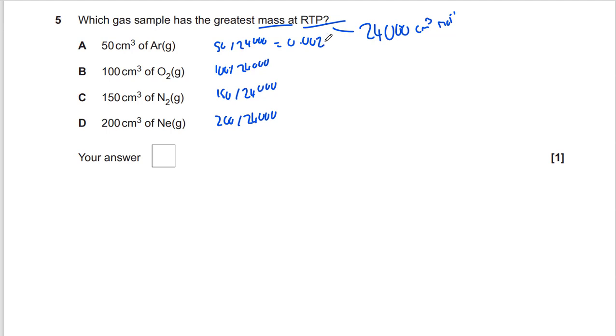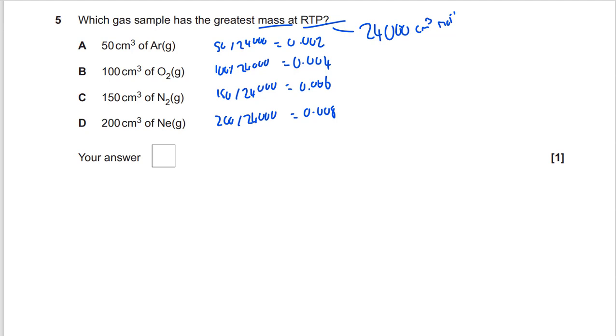100 over 24,000 is going to just be 0.004. And then I'm imagining 0.006 and 0.008. Again, did we need to do that? Probably not, but I'm just showing you the correct method so you can figure it out for yourself later on. After this point, all you need to do is then take the number of moles and multiply by the molar mass to get the amount in grams.